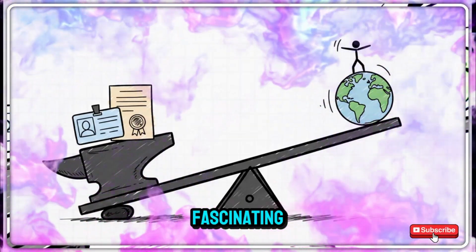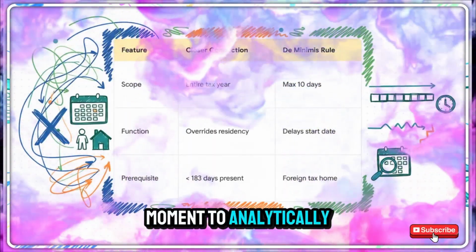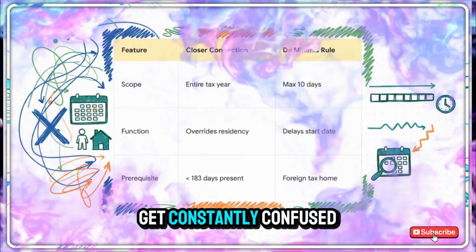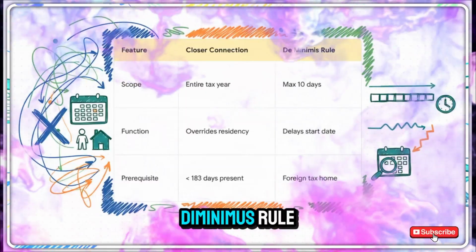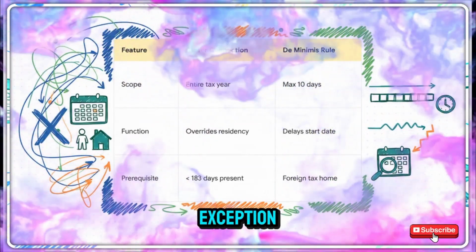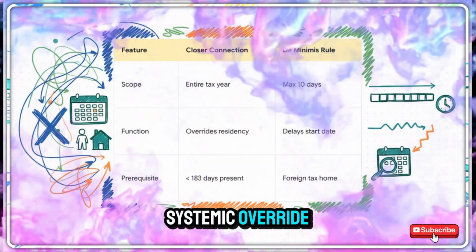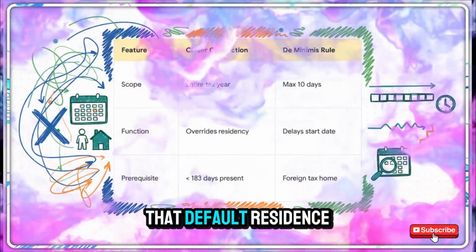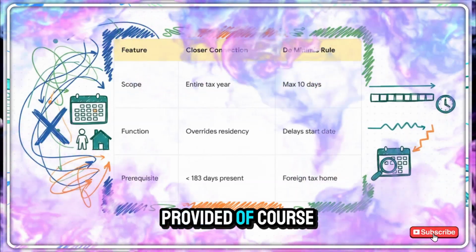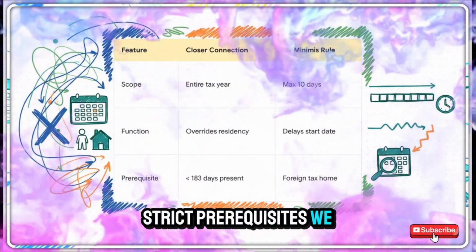It's fascinating. Let's take a moment to analytically contrast two mechanisms that get constantly confused: the closer connection exception and the de minimis rule. The closer connection exception is a broad systemic override. It applies to your entire tax year and completely nullifies that default residence status, provided, of course, you meet those strict prerequisites we went over.